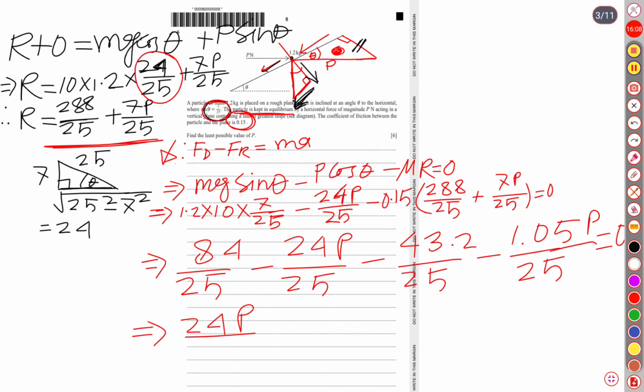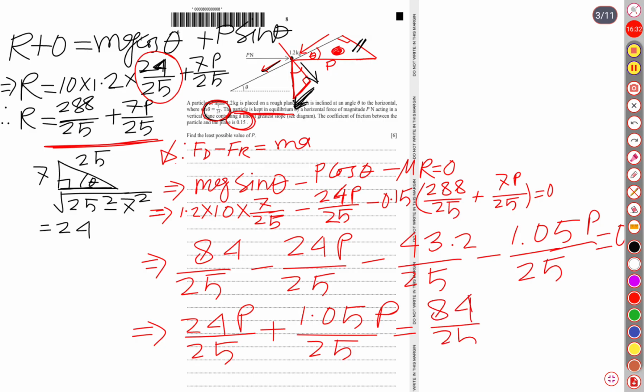24p over 25, then plus 1.05p over 25 equal to, on the left side it will be 84 over 25 minus 43.2 over 25. Now if we look carefully, every denominator is common, I mean 25.